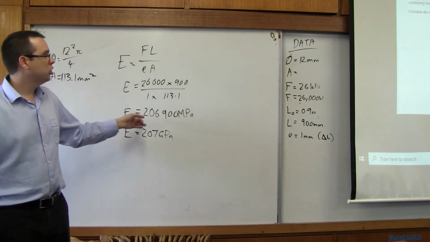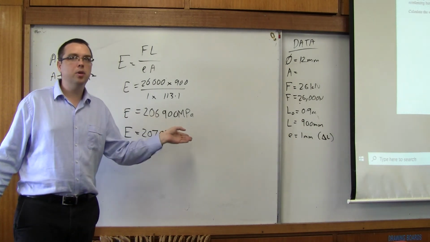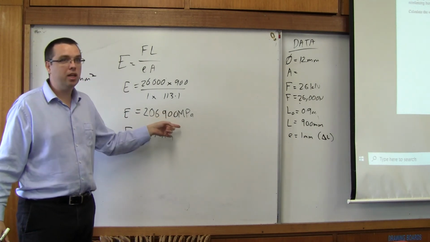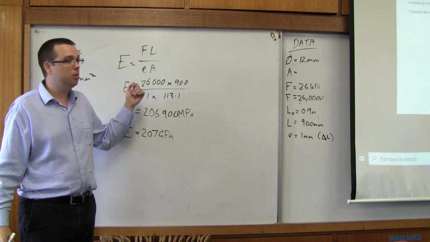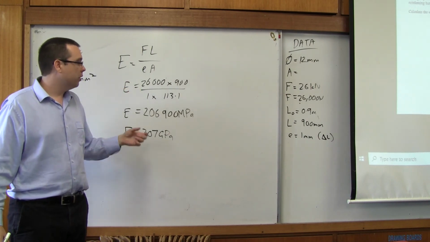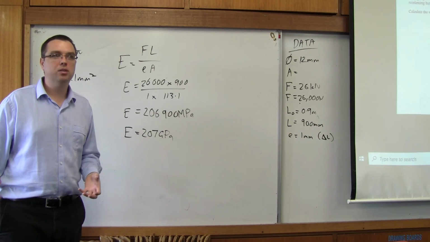So we're getting 206,000 megapascals because we go together like megapascals and millimeter squared. But E is measured in gigapascals.